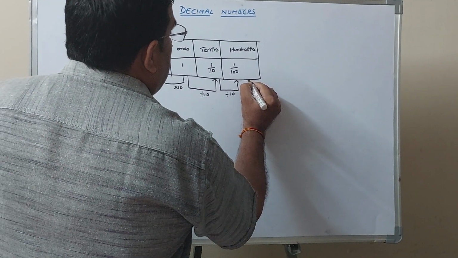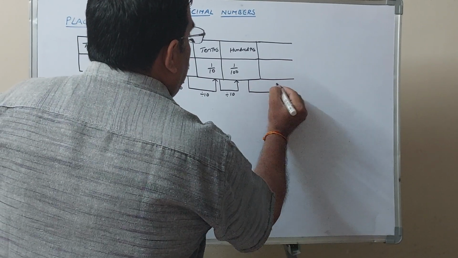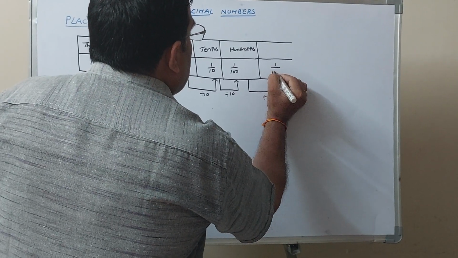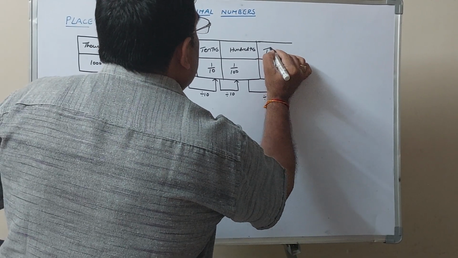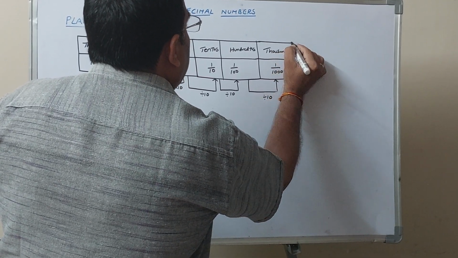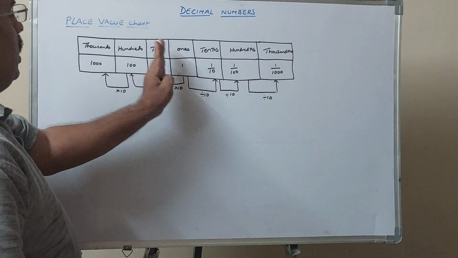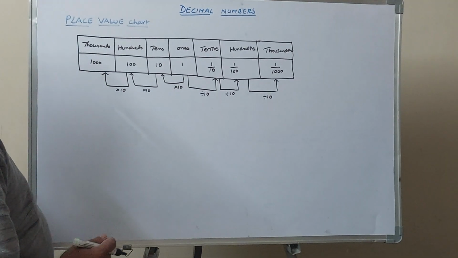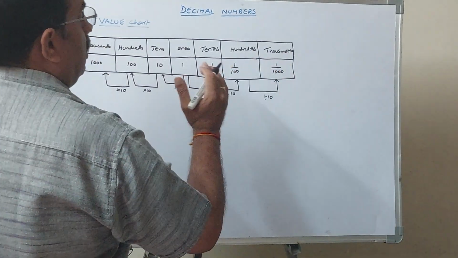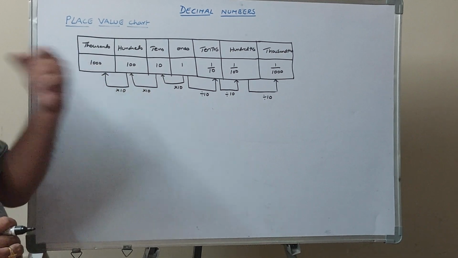So if you divide this by 10, what you are getting is 1 by 1000. That is thousands. This is the place value chart. Ones, tens, hundreds, thousands, like that we are going. But on the right hand side, division: 1 by 10, 1 by 100, 1 by 1000. Tenths, hundredths, thousandths. Clear? This is the place value chart.